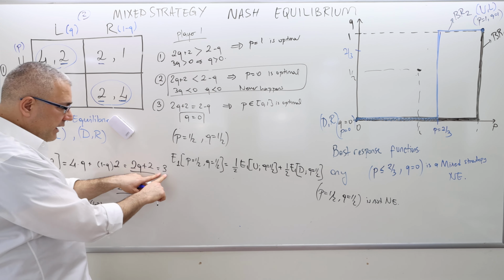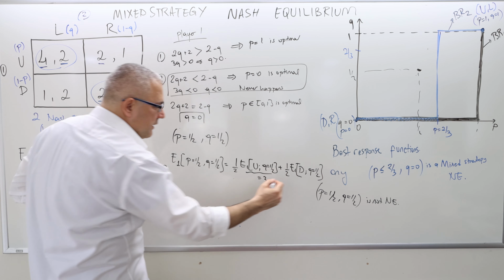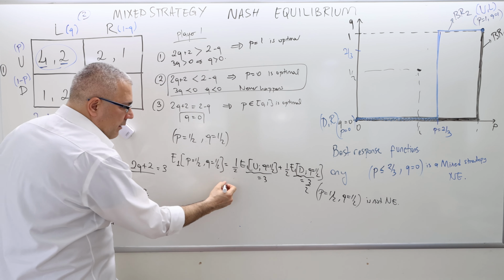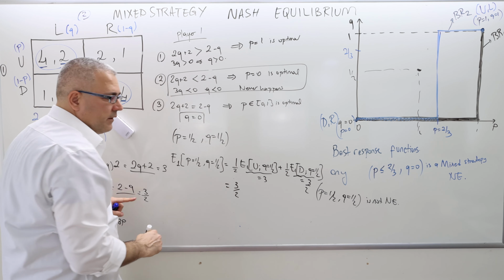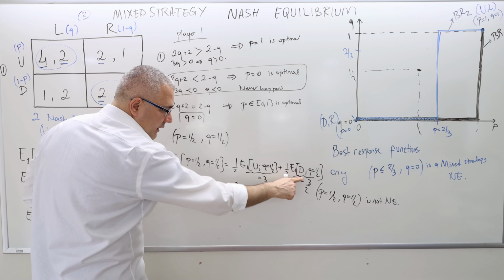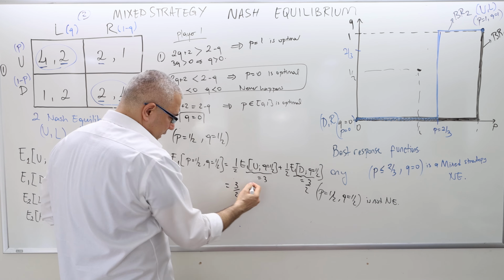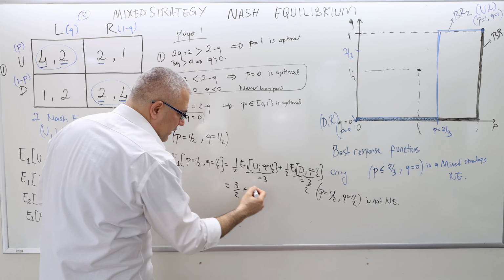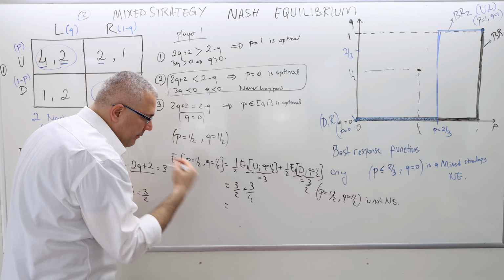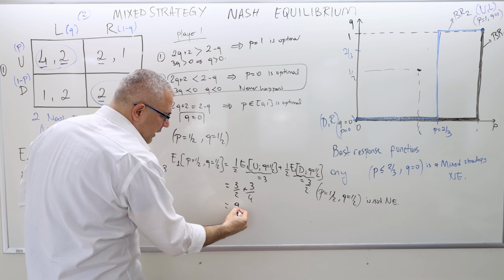So if he plays U, he's going to get payoff of 3. If he plays D, he's going to get payoff of 3/2. With 1/2 probability, he's going to get, therefore, 3, and with 1/2 probability, he's going to get 3/2. So I just multiply the probability with the payoff. This is what expected payoff is. So it's 3/2 plus 3/4, and if you add them up, this is going to be 6/4 plus 3/4, so 9/4.